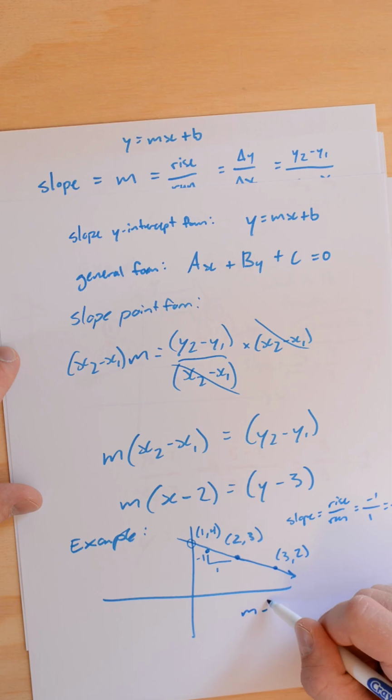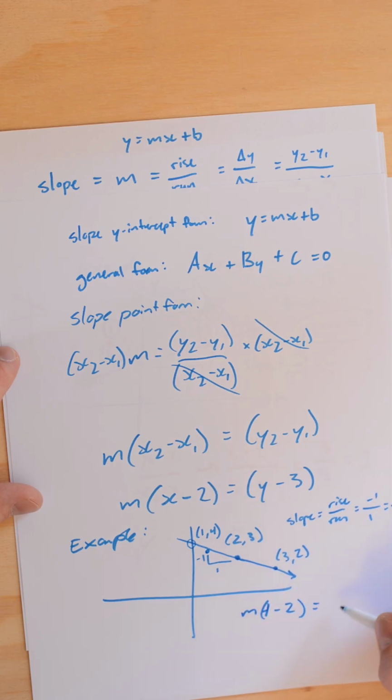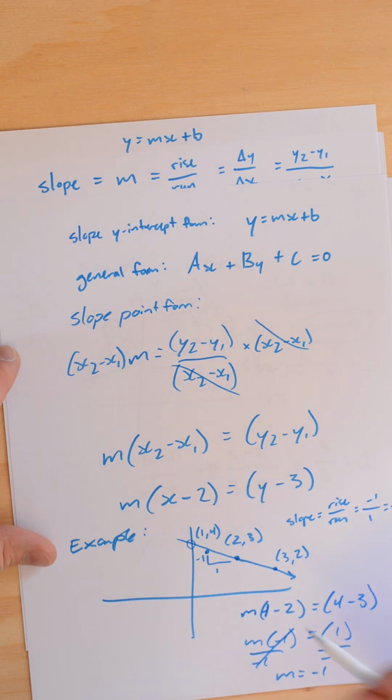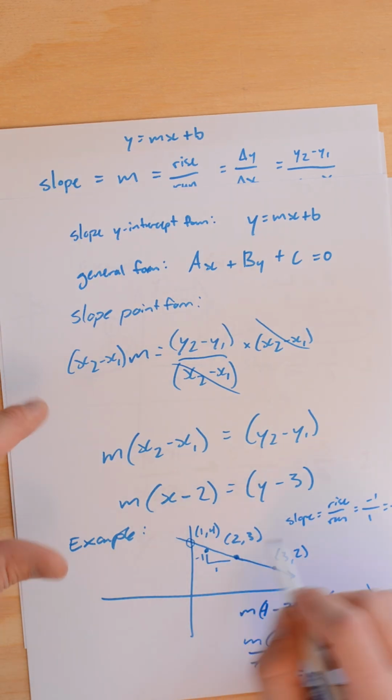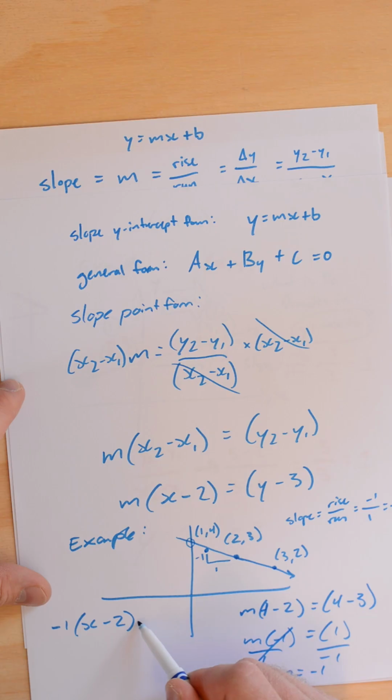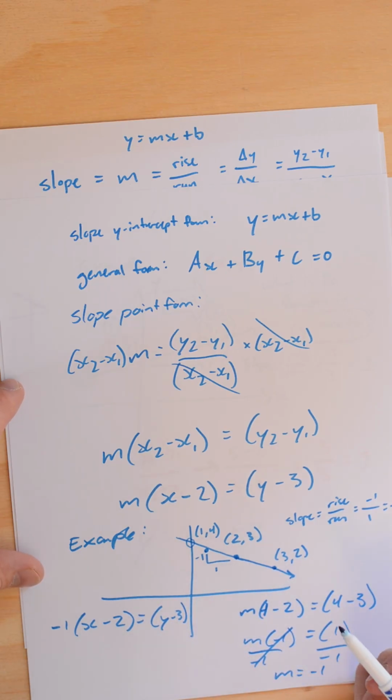I would have m, and then where x is, I'll put my 1 minus 2 equals 4 minus 3. Now I can rearrange to solve for m. So m times 1 minus 2, which is -1, equals 4 minus 3, which is 1. Divide by -1. I find m equals -1 once again. So this graph described in slope point form could be expressed as this.